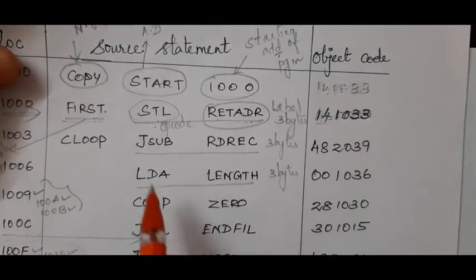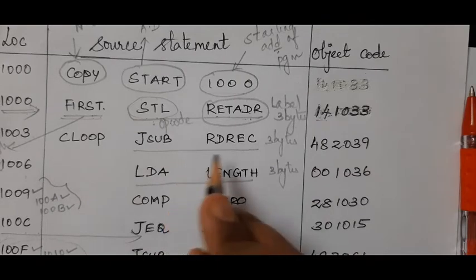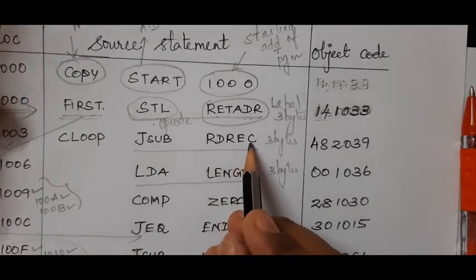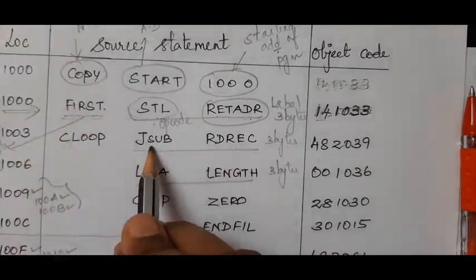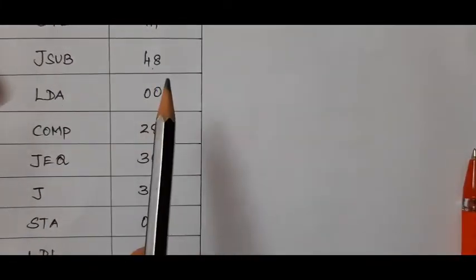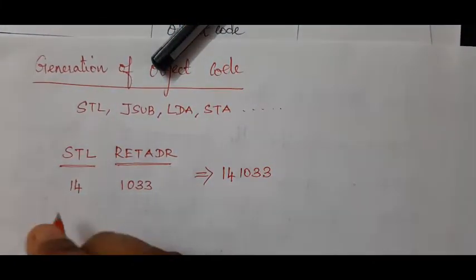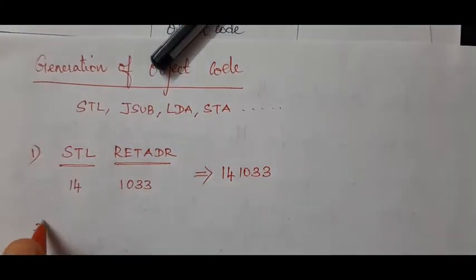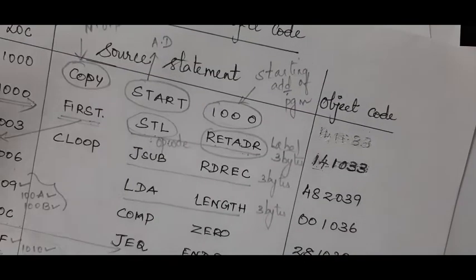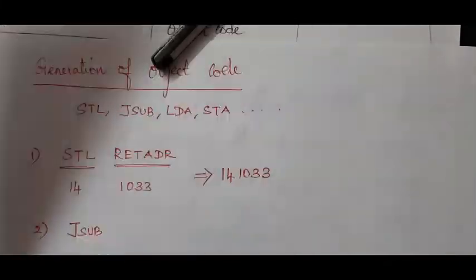Shall we see the second one? JSUB RDREC. So the mnemonic code of JSUB, the value would be what? 48. See, 48. So we'll write it here. I'll tell you. First we saw STL, second JSUB RDREC, which means read record.